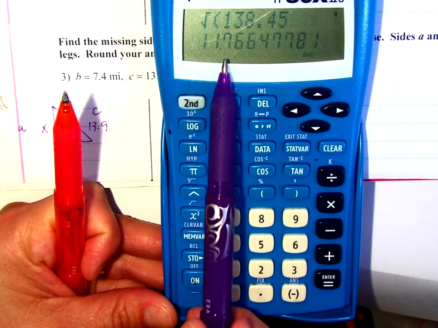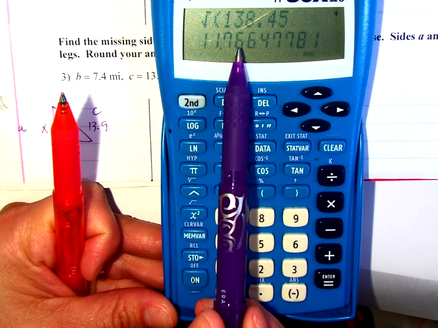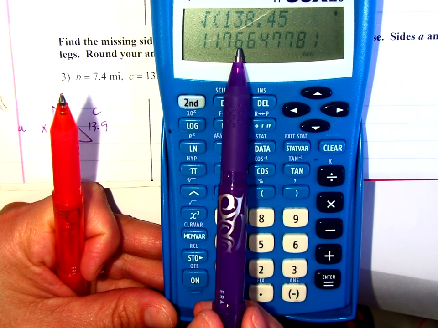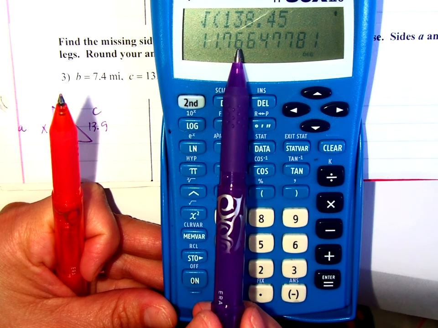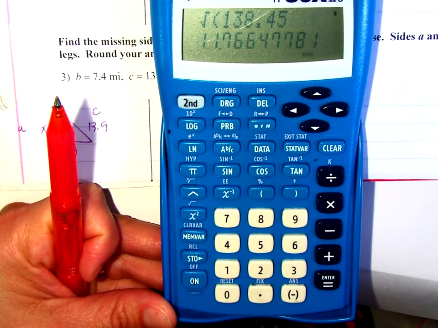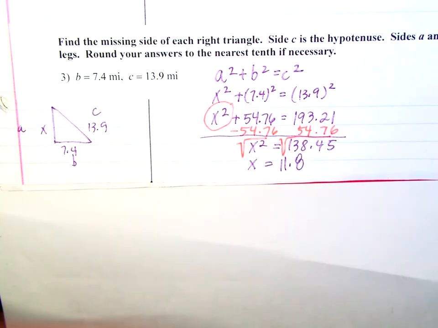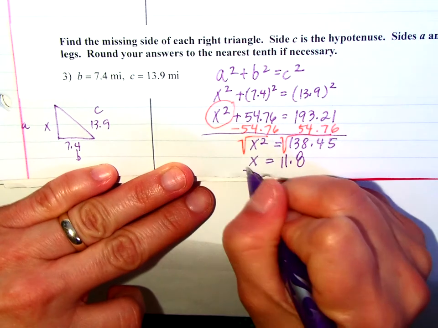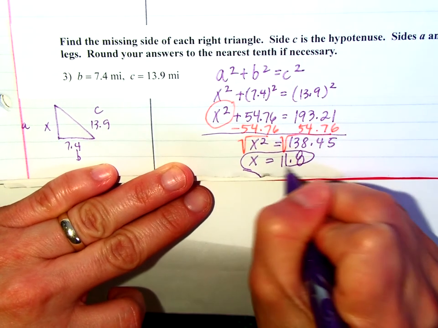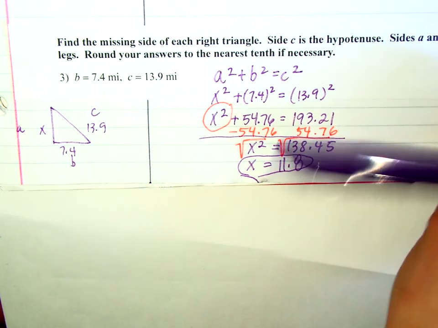So the tenths place is the 7. So I'm going to look to its neighbor on the right. Remember, 0 to 4 stays the same. 5 through 9, we add 1. So because this is a 6, we've got to bump this 7 into an 8. So this turns into an 11.8. So my missing side is 11.8 miles. Okay. All right. Let's try a few more.